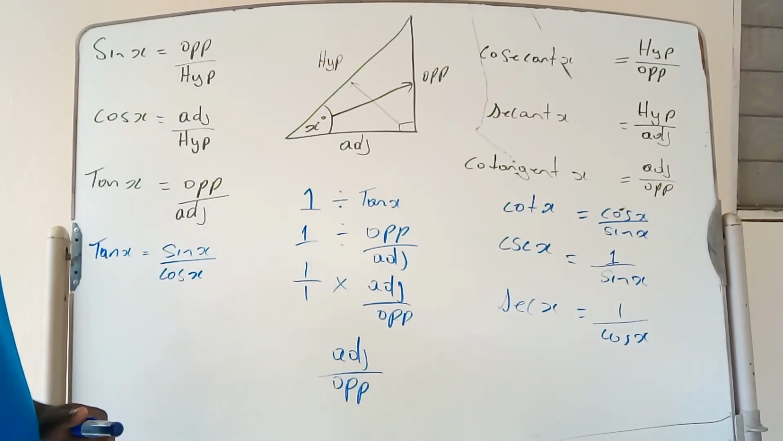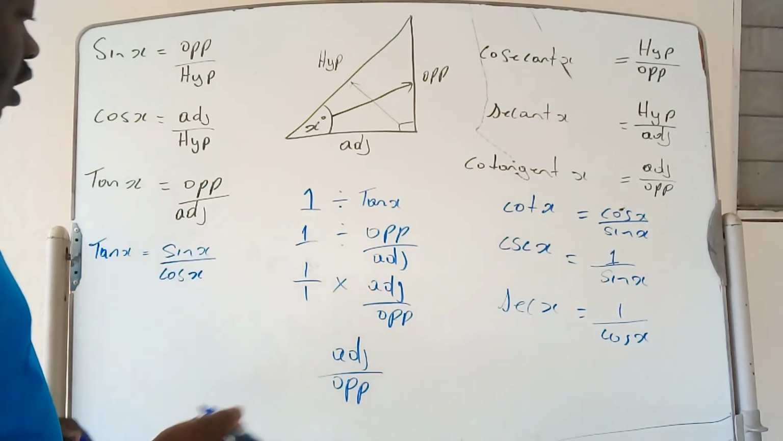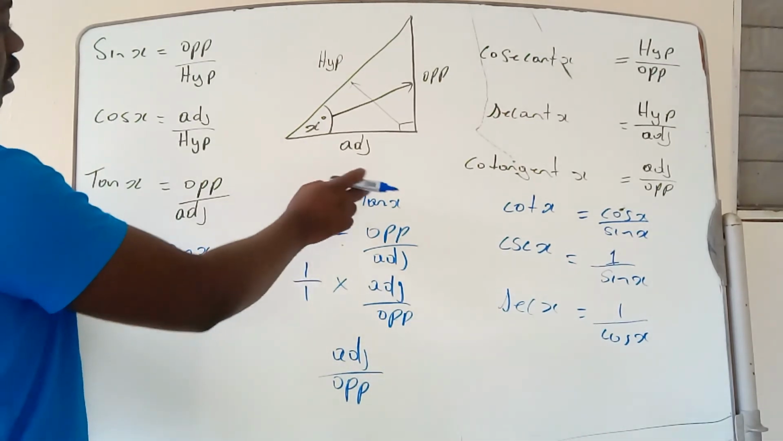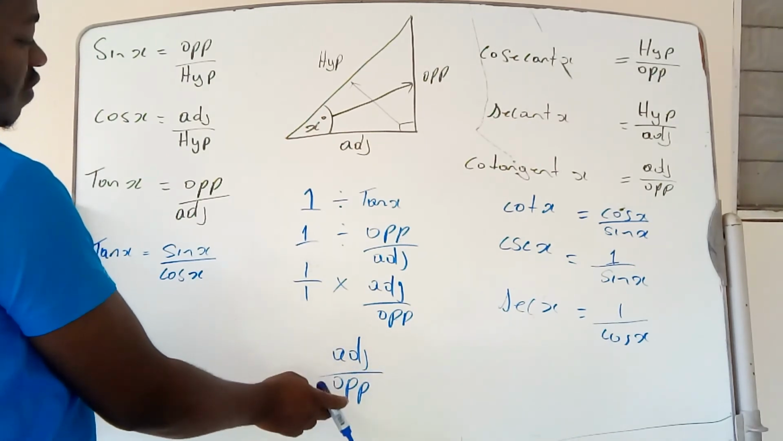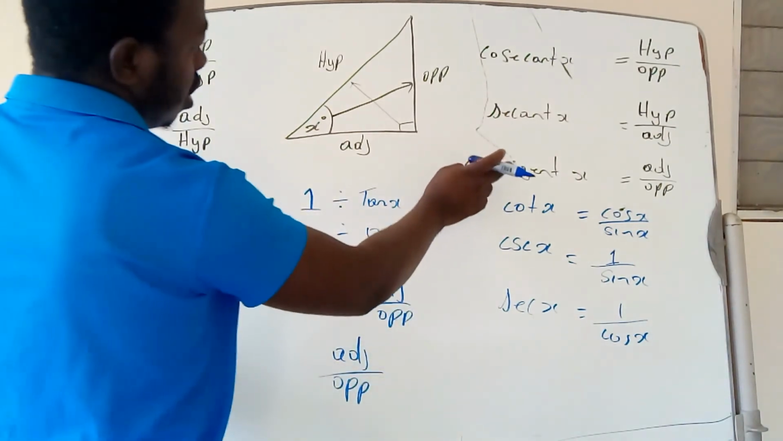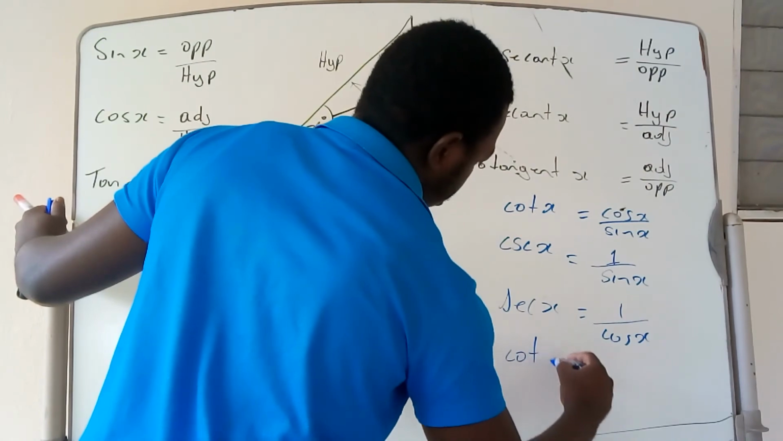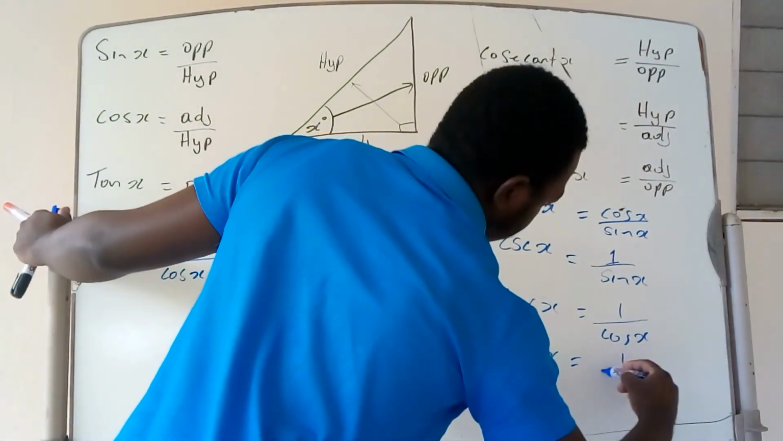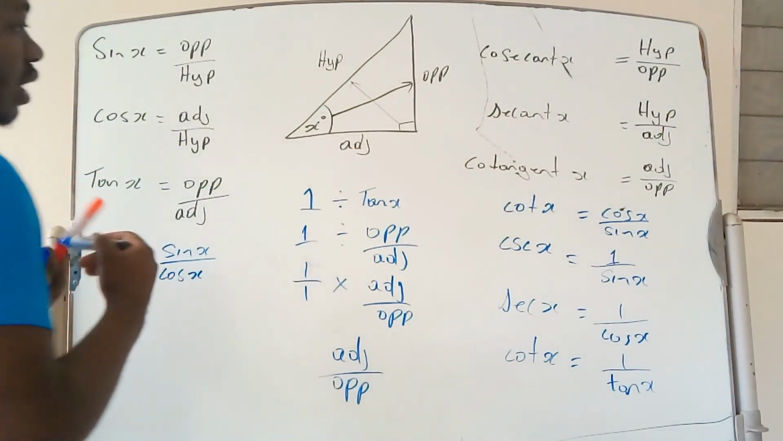Right? We get that. That's just cotangent of x. So again, what conclusion can we draw? If 1 divided by tan x is just adjacent over opposite, and we know that adjacent over opposite is just cotangent of x, then we can say cot x is equal to 1 divided by tan x, right? And that's it.